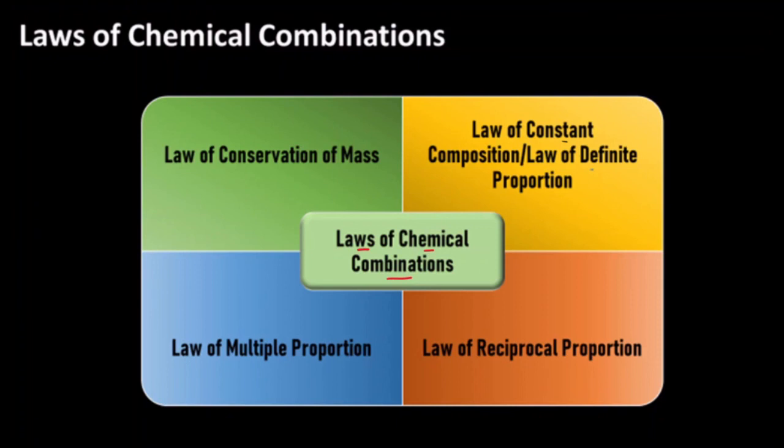The first of these laws of chemical combinations is the law of conservation of mass. The second one is the law of constant composition or law of definite proportion. The third one is the law of multiple proportion. We have already discussed all these three laws in three different videos. This video is on the topic law of reciprocal proportion.